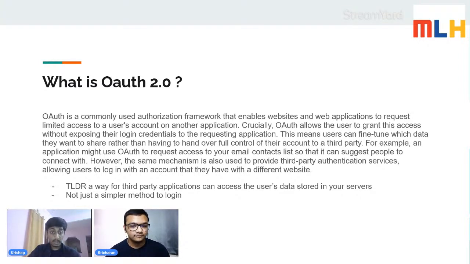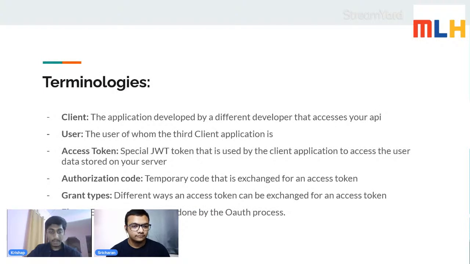So now, the basic terminologies you need to know. These are very important. First is the client. The client is an application developed by a different developer that accesses your API. So basically, it's a third-party application that uses your Google OAuth. The user is the person whose data the third-party application is trying to access.